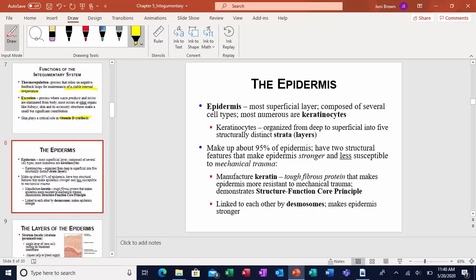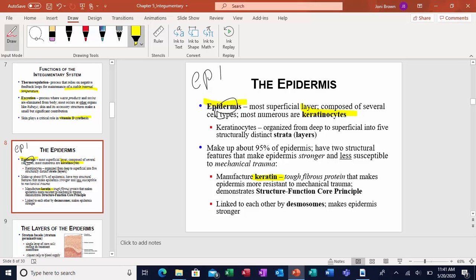Now that top layer of the skin is called the epidermis. Epi means upon, and derm means skin. So it's upon the skin, upon the dermis. And it has several types of cells. It has keratinocytes, which are organized into different layers or strata that we'll talk about in a minute. They make the keratin, which helps to waterproof us. It helps to make us more resistant to any kind of mechanical abrasion or trauma.